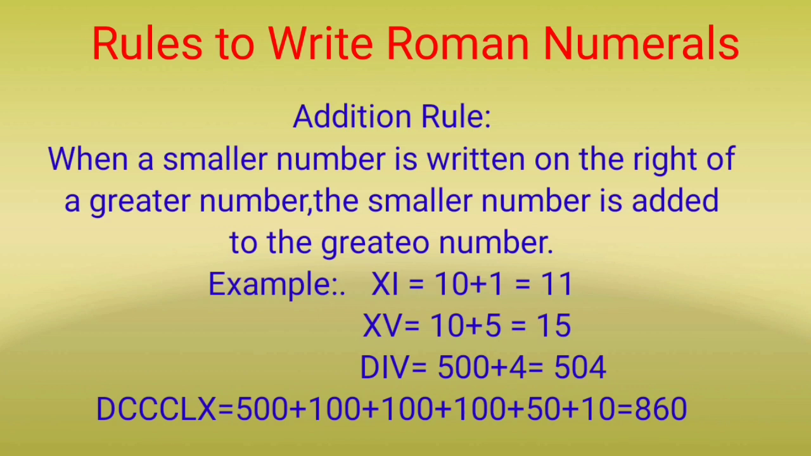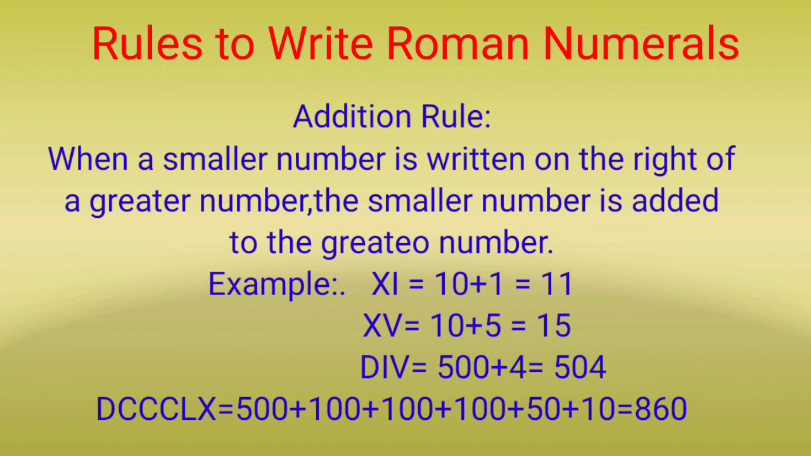Now see the other example, DIV. We know that IV is 4 and D stands for 500. So 500 plus 4, 504. Now see the other example, DCCCLX. Here all the smaller numbers are standing at the right side. Now D stands for 500 plus 100 plus 100 plus 100 plus 50 plus 10. So it has become 860.